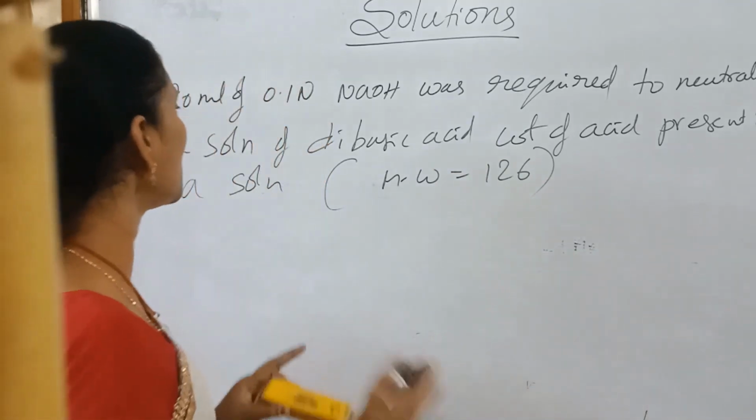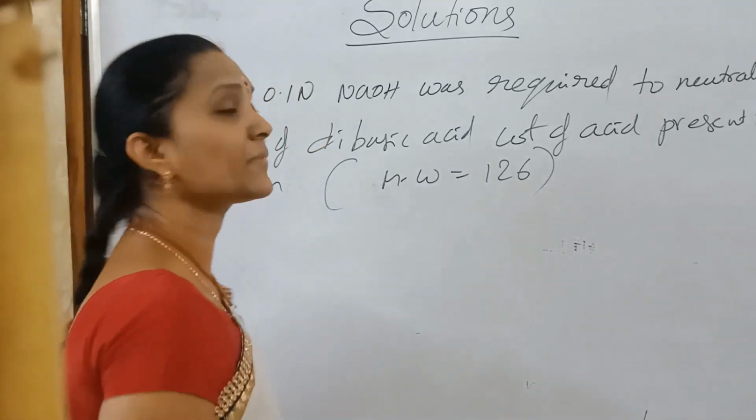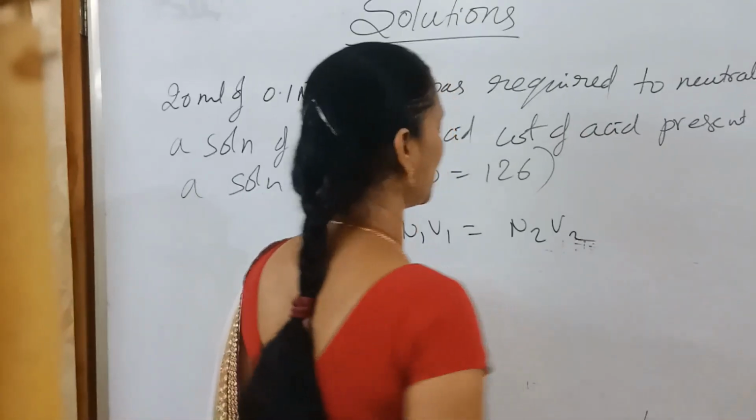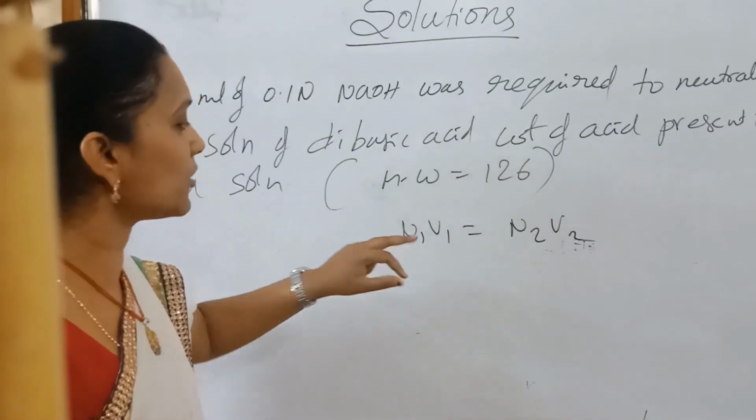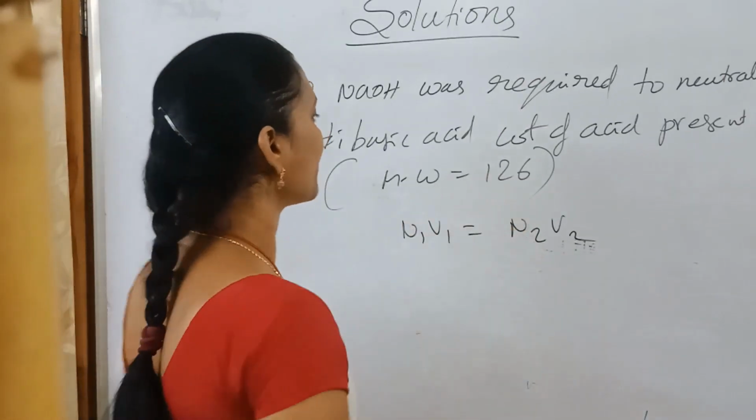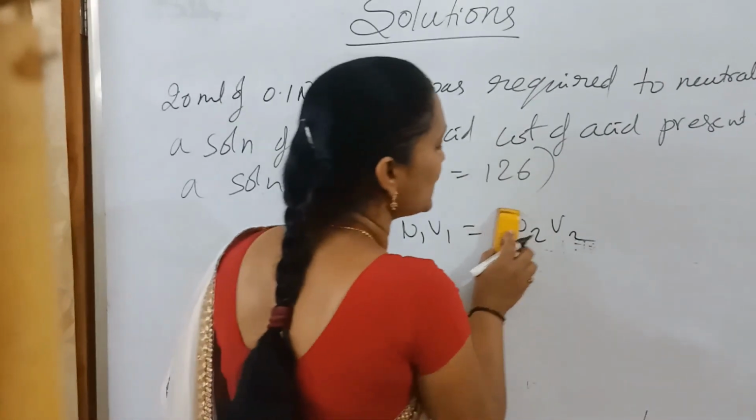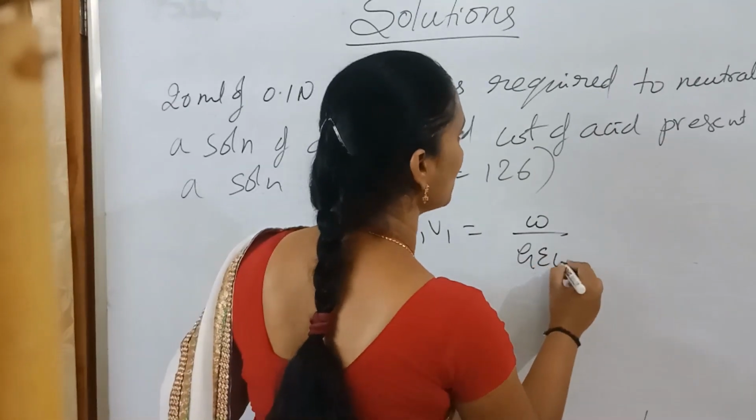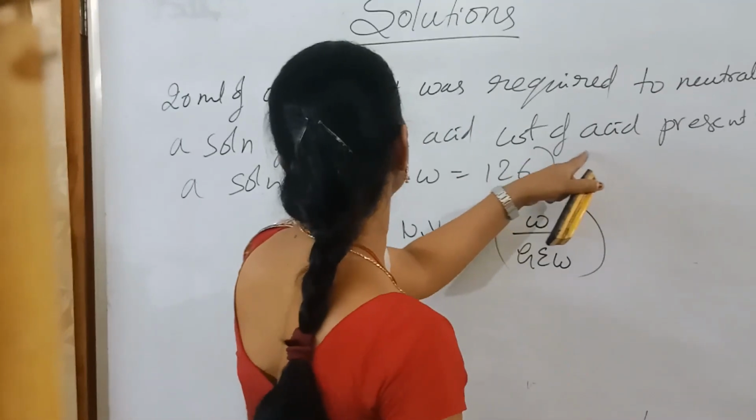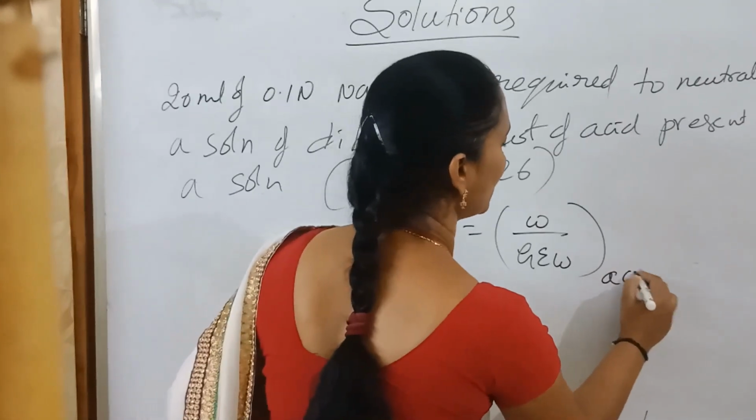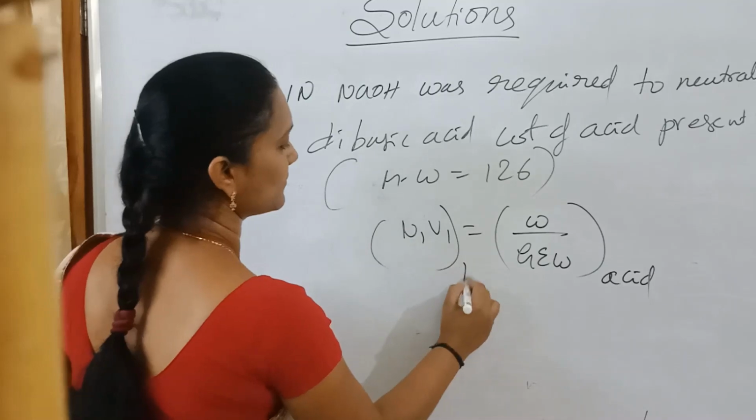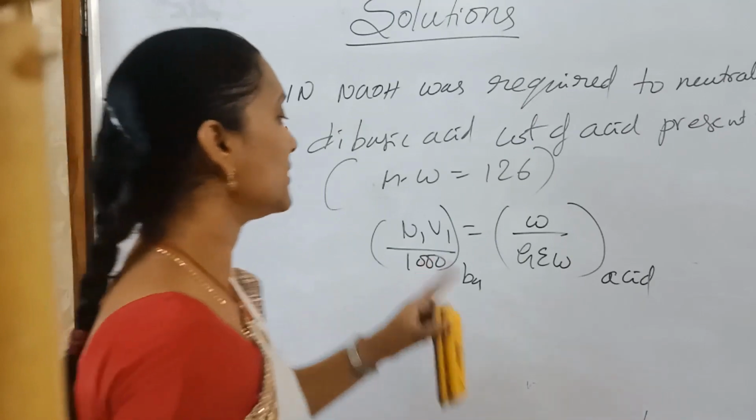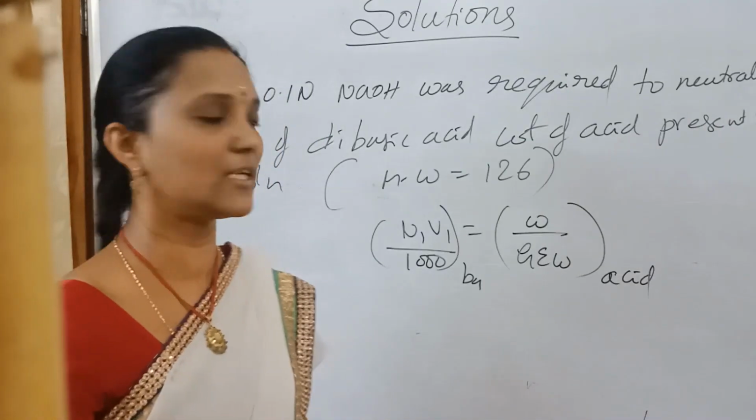So what is that neutralization? Acid base neutralization given, always we have to use N1V1 is equal to N2V2, normality into volume of acid and base. Now here weight they are asking, so instead of this, we take weight by gram equivalent weight of the dibasic acid. This we take as acid and this is the base. Now we are taking by 1000 because the volume is given in ml. So NV by 1000 is equal to weight by gram equivalent weight.